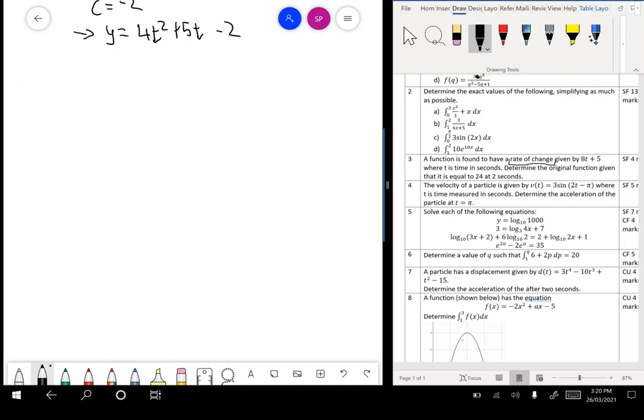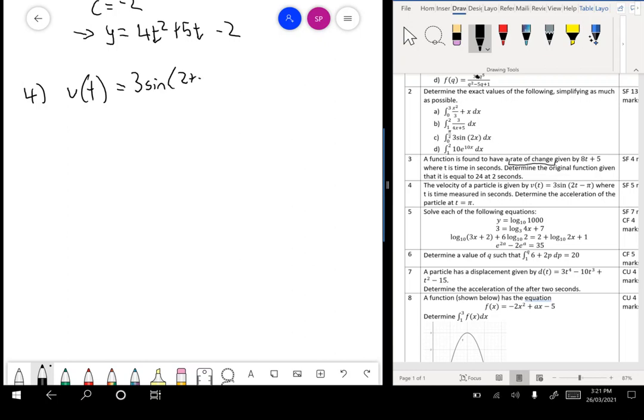Okay, question 4. The velocity of a particle is given by V(t) equals 3 sine (2t minus pi), where t is measured in seconds. Determine the acceleration of the particle when t equals pi. So we have velocity of t equals 3 sine (2t minus pi).